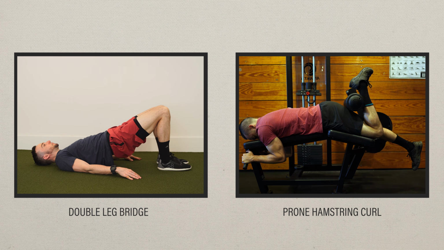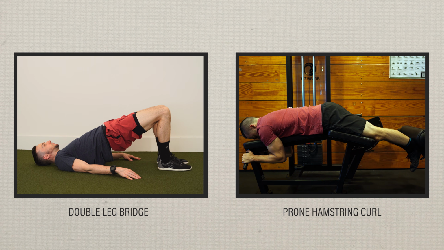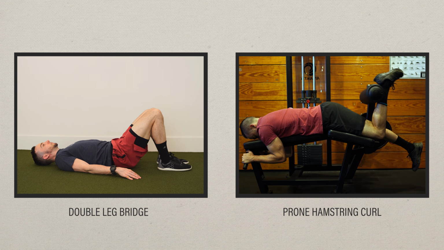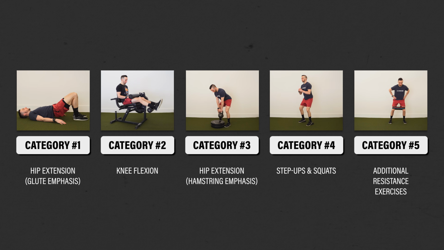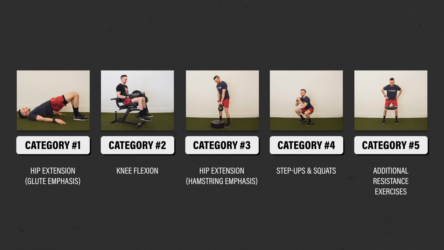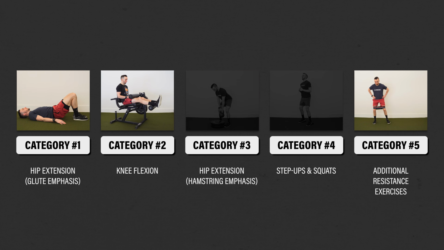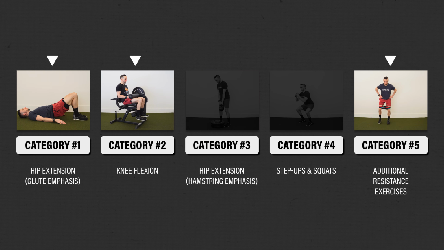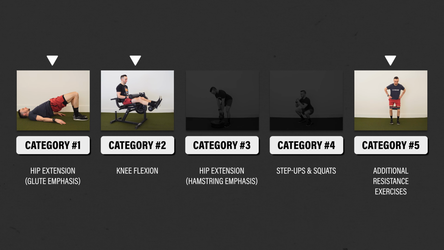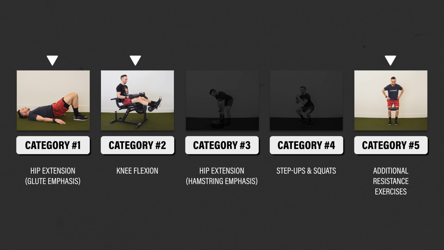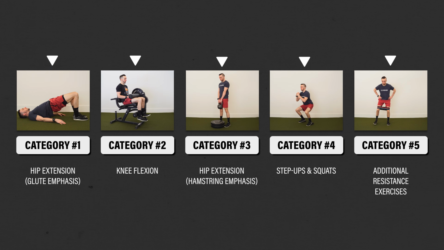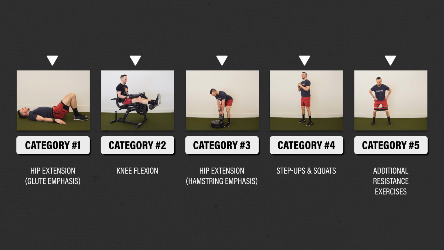For example, can you perform a double leg bridge or prone hamstring curl for repetitions without a significant increase in pain the next day? You also might not be able to perform all 5 categories right away. Maybe you can tolerate bridges, knee flexion, and hip abduction exercises early on, but the hip hinge and squat movements might be too irritable. These might be exercises you work up to over time.